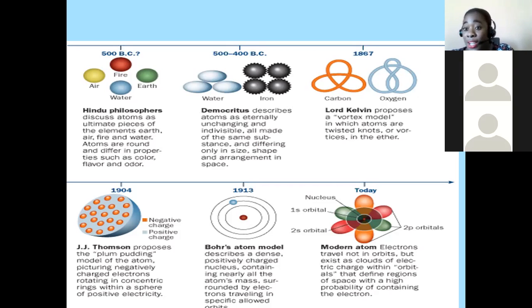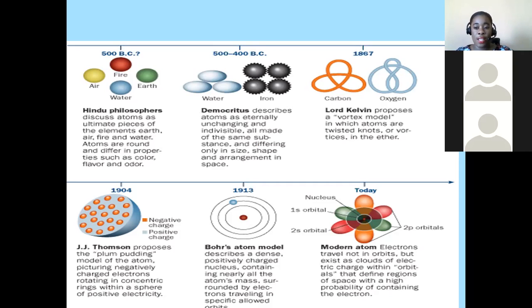But then Lord Kelvin came on the scene in 1867. Lord Kelvin basically proposed a vortex model in which atoms are twisted knots or vortices in the ether. So he basically believed that atoms were just some twisted knots. But then that never lasted very long. In 1904, we had J.J. Thomson coming on the scene, a very popular scientist.